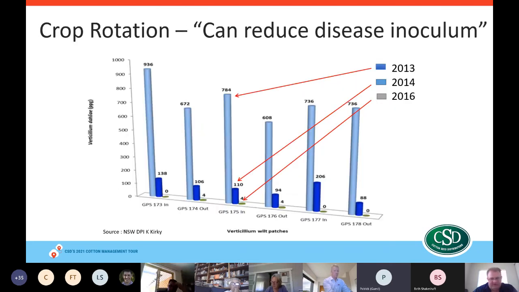Now, Karen's just put this trial data up, and her trial data and the way she displays it is a lot better than mine. But I guess it just says from a crop rotation point of view, it's very, very important to look at the other crops. Certainly, Linda and Karen have expressed that you can reduce those inoculant levels right back to zero. Once again, when you add cotton back into that rotation, it rises.